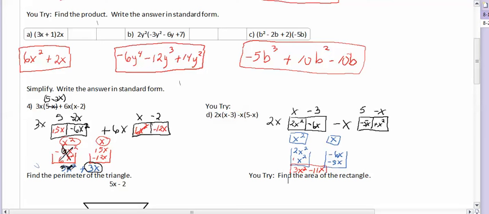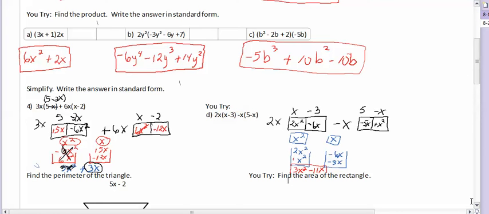Okay, I went ahead and did the work on the one that said you try letter D. So just in case you didn't follow along with what I was doing last time because of my error, go ahead and check what I did and make sure you got the same answer. 3x squared minus 11x.